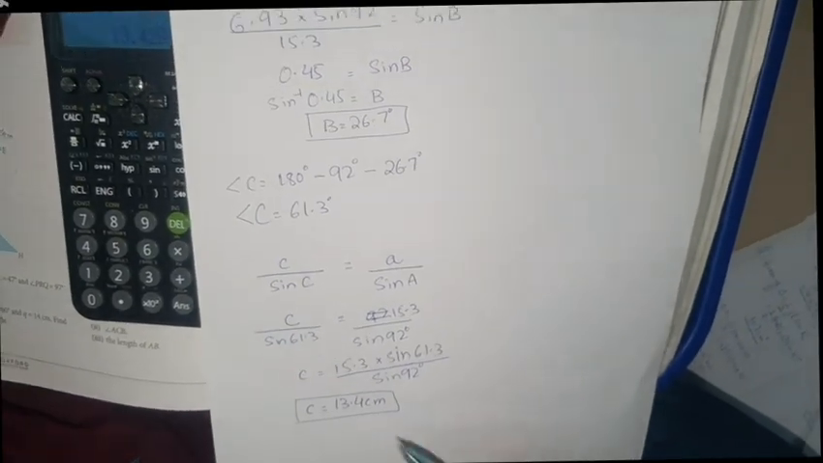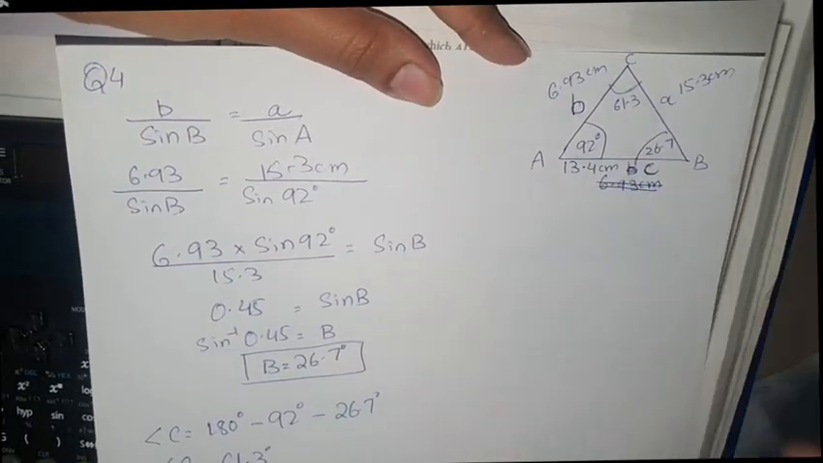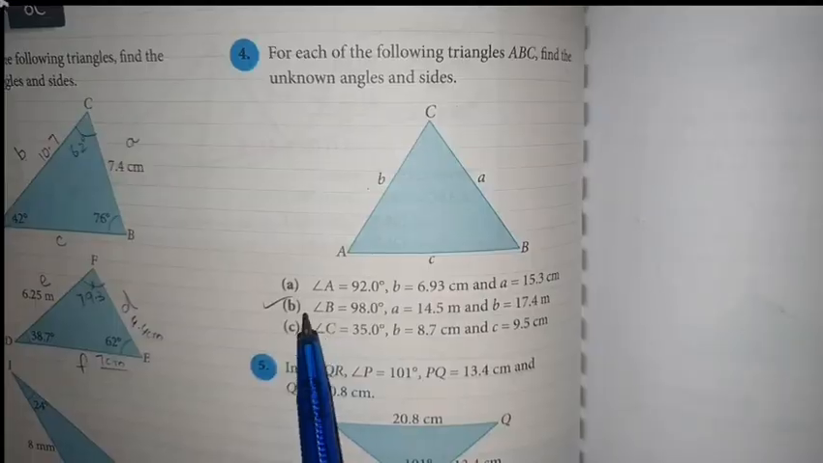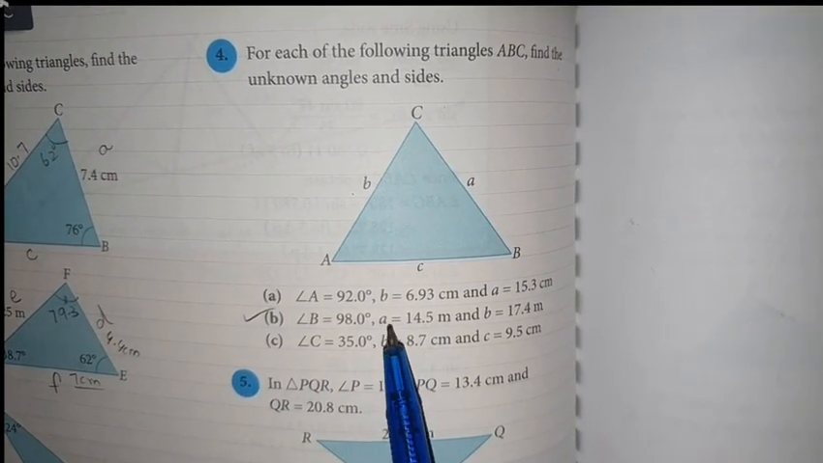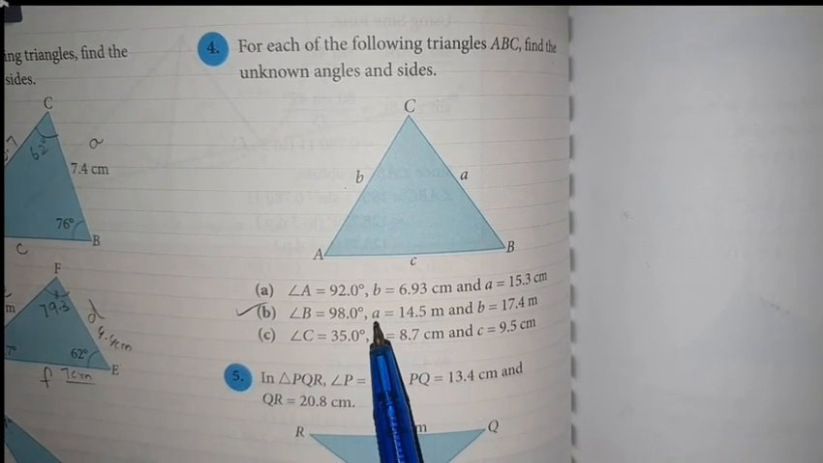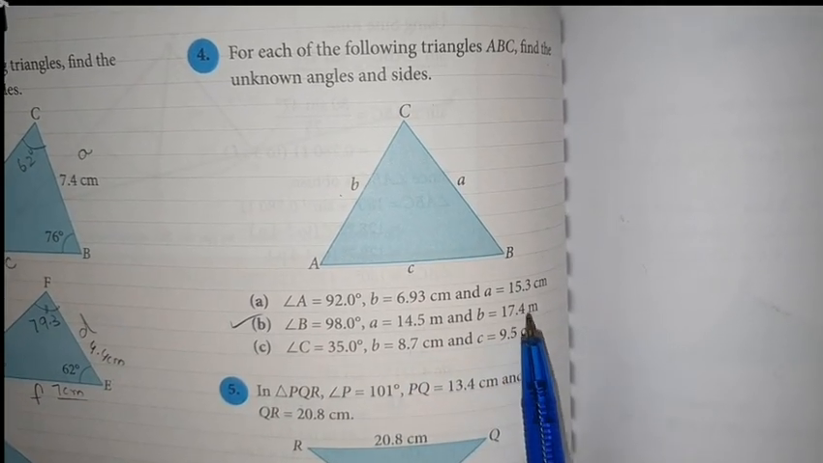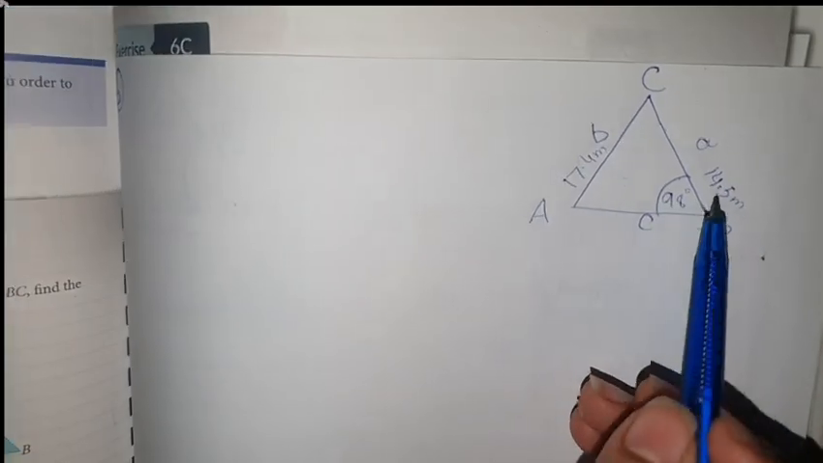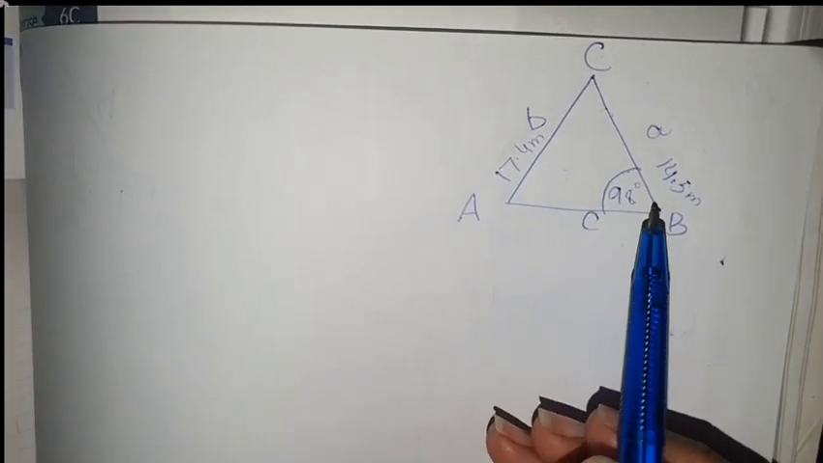Side C is 13.4 centimeters, so this side is 13.4 centimeters. Move to part B. Angle B is equal to 98 degrees. Side A, the small letter, represents the side. Side A is 14.5 meters and side B is 17.4 meters. I have drawn a triangle over here and marked the quantities that are given in the question.